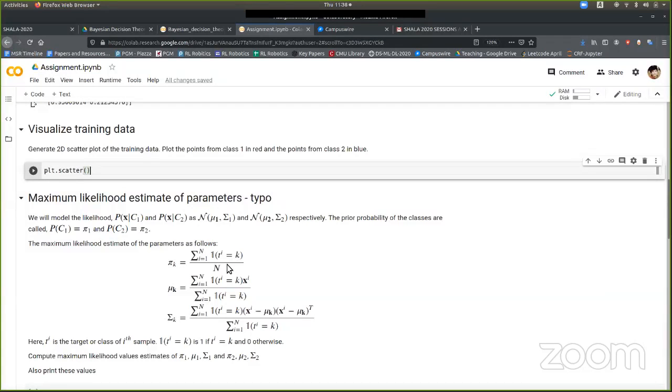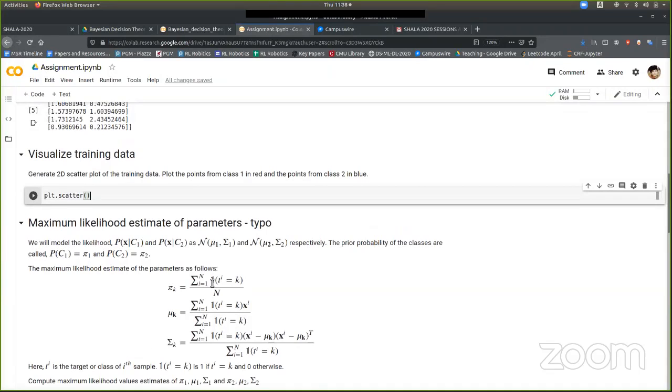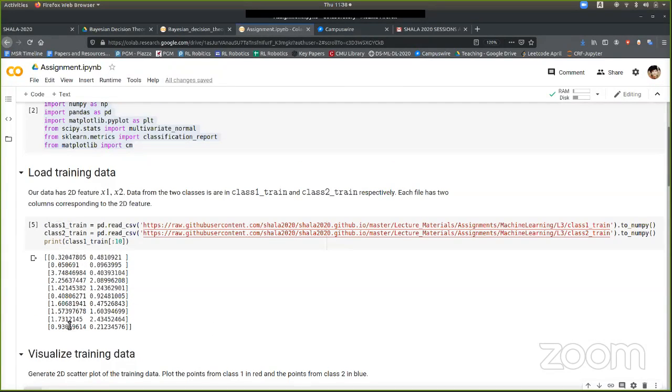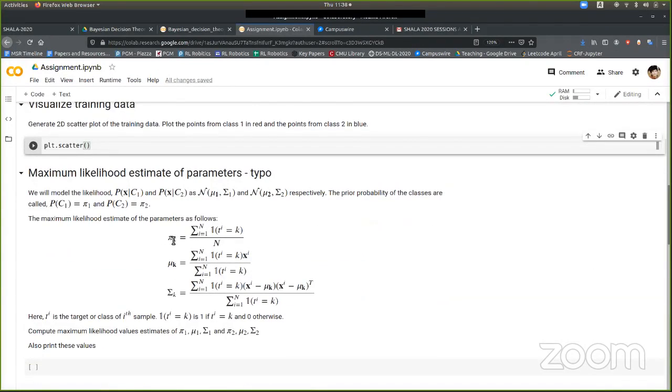Essentially, for pi k, the numerator will give you the number of points in class 1, and the denominator is the total number of points, that is points in class 1 plus points in class 2. How do you find out the number of points in class 1? You can just find out how many rows there are in class 1 train. That will give you the number of points in class 1. So finding out pi k is quite straightforward.